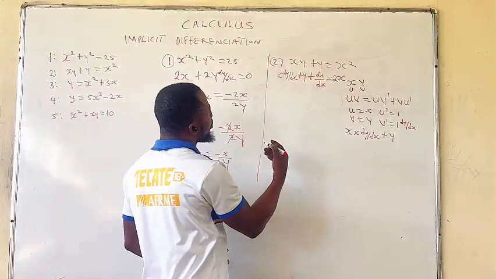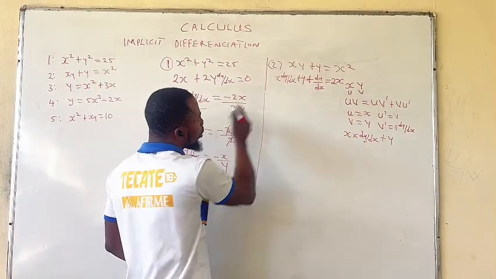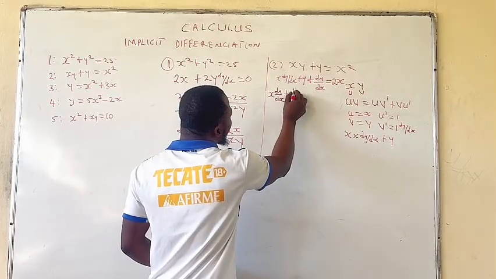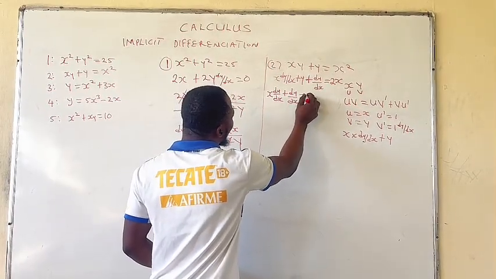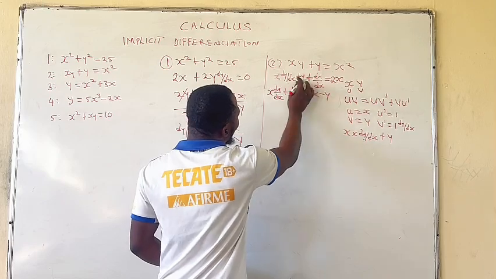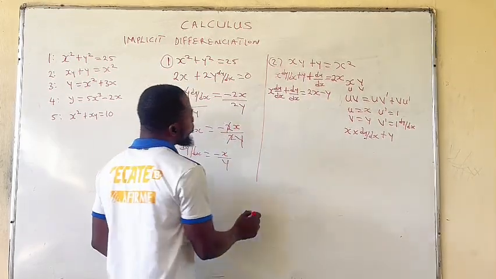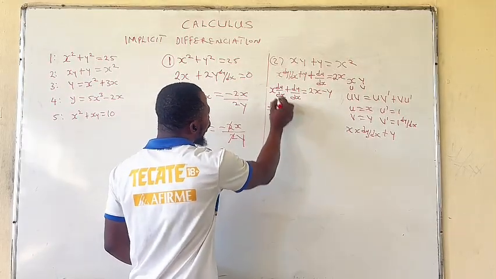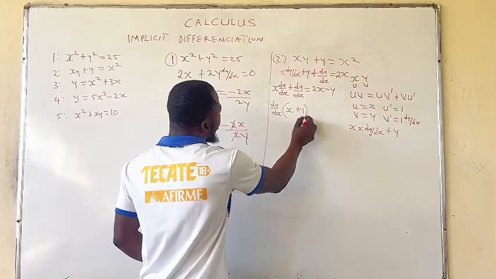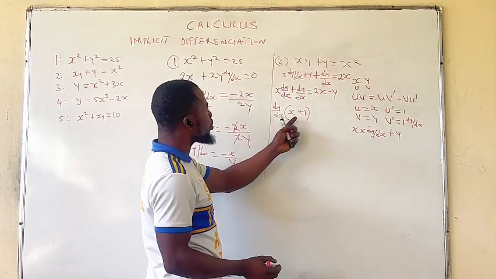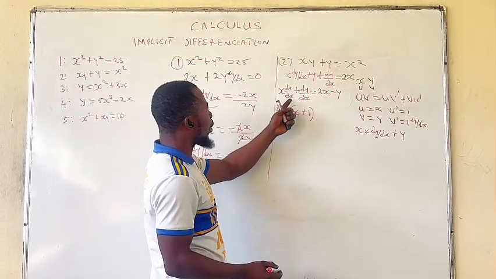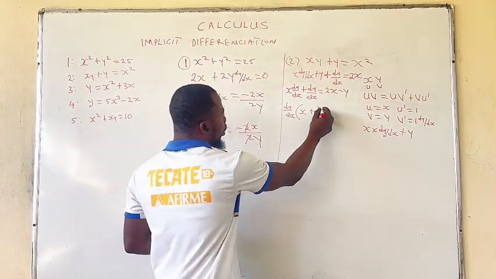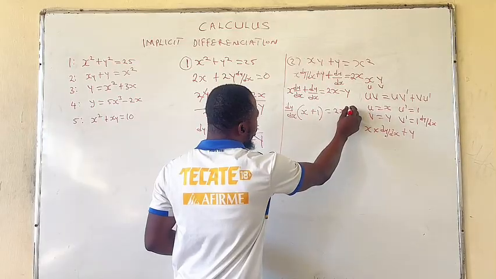We'll collect the like terms. Those with dy/dx will come to one side. We can see from here that x dy/dx plus dy/dx equals 2x minus y. So from here, we can factor out dy/dx. Our dy/dx will now be multiplied by x plus 1, because if you do dy/dx multiplied by x, it will give us x dy/dx. dy/dx multiplied by 1 will still be dy/dx, which is now equal to 2x minus y.